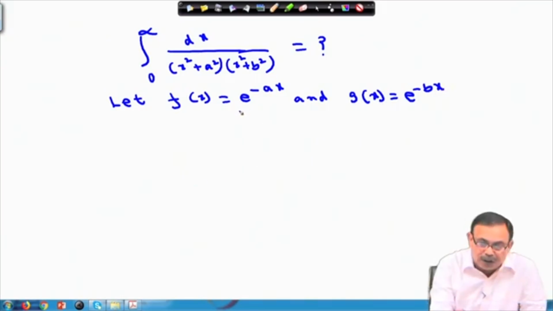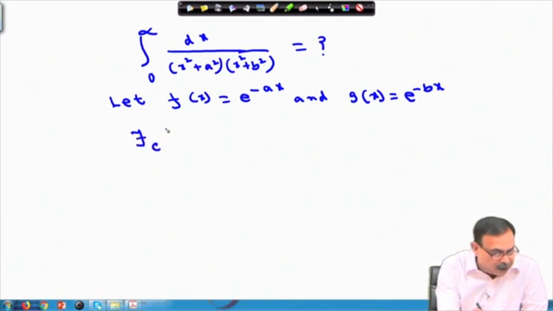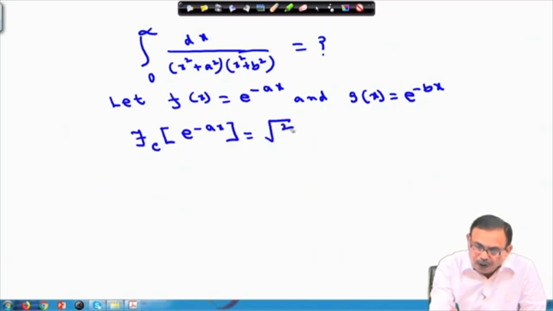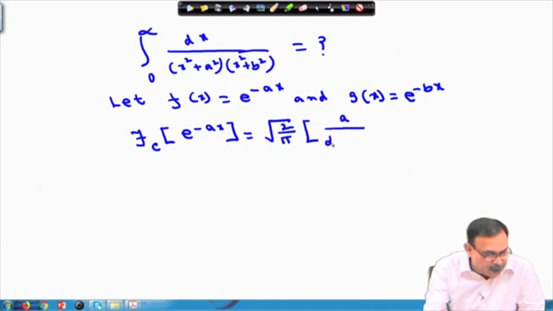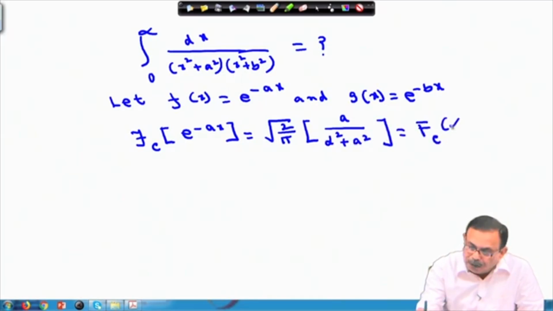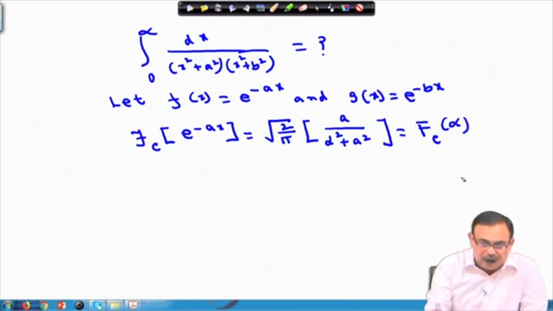Because if you take the Fourier cosine transform of this function, it will be a by a square plus alpha square, and we will get one of the denominators. And for the function g x, if you take the Fourier cosine transform, you will obtain the other denominator. So, the Fourier cosine transform of e power minus a x equals, we know, root over 2 by pi into a by alpha square plus a square. So, this is your Fourier cosine transform function of alpha, capital F c of alpha.